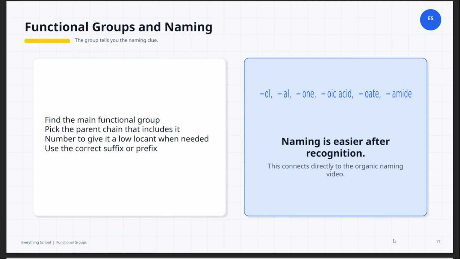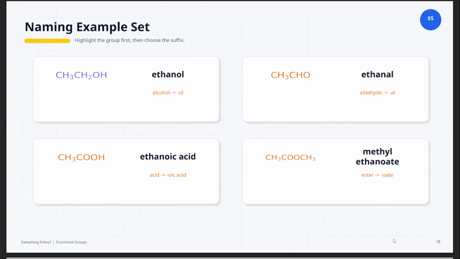Alcohols often use the ending "ol." Aldehydes use "al," ketones use "one," carboxylic acids use "oic acid," esters use "oate," amides use "amide." So recognition is not separate from naming. Recognition is what makes naming possible. Here are 4 naming examples.